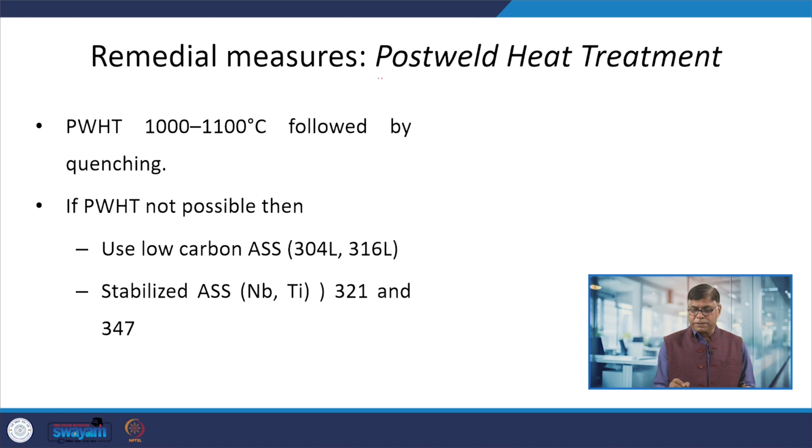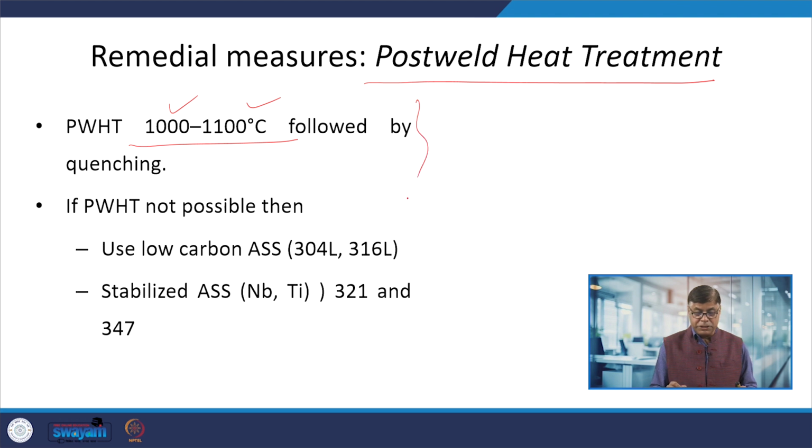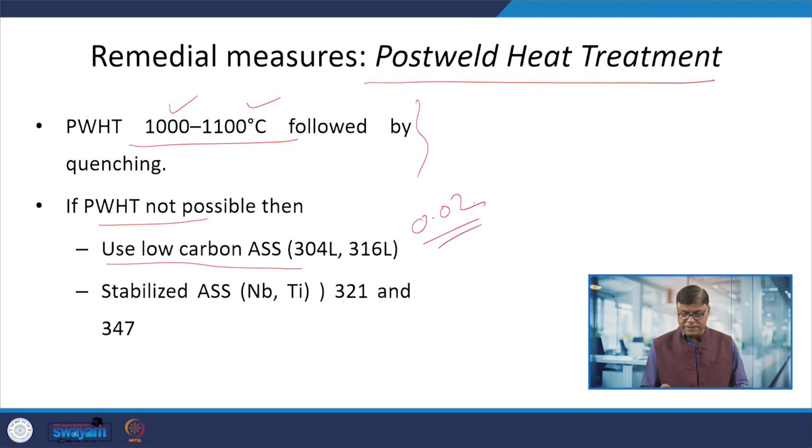So, what happens as far as post weld heat treatment overcoming the problem of sensitization and weld decay is concerned? One is to heat the weld joint which has experienced the sensitization above 1000 to 1100 degrees centigrade, followed by rapid quenching, so that chromium carbide is not formed again. Okay. And if the heat treatment is not possible, then the alternative is to use low carbon stainless steel, so that the carbon content in the stainless steel is less, and that avoids the sensitization tendency, and the chromium carbide formation tendency is minimized.